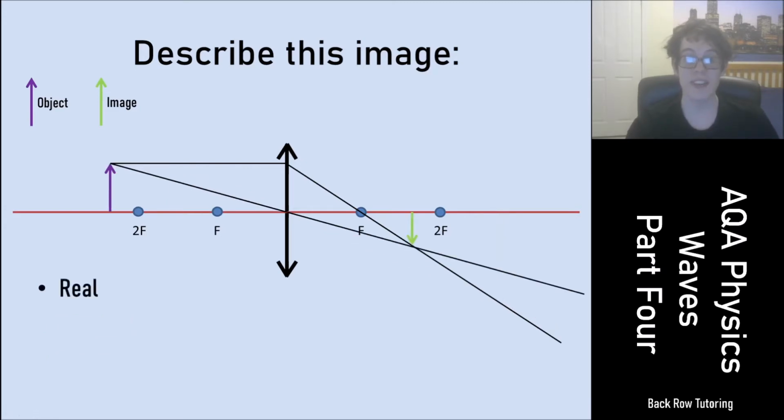This image is real, and we know it's real because both of these lines are not dotted, they're both real lines, they're both real rays. We know that this is inverted because again it's on the other side of the axis to our object. And we also know that this image is smaller than the object because the arrow is smaller than the object.